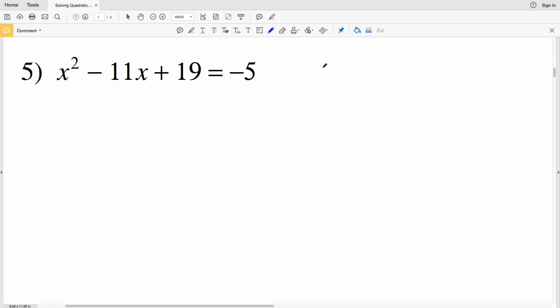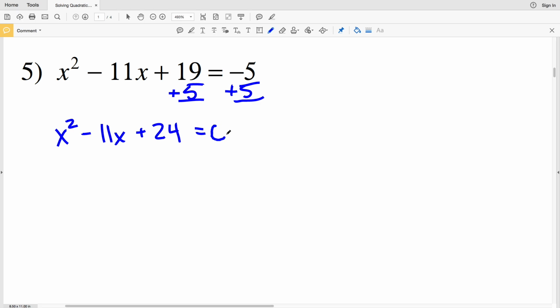In number 5, my quadratic is no longer factored, so I'm going to need to factor in order to solve. First, let's get the quadratic set to where it's equal to 0. So I'm going to do so by adding 5 to both sides. So I'll have x squared minus 11x plus 19 plus 5, which is 24. That is equal to 0.